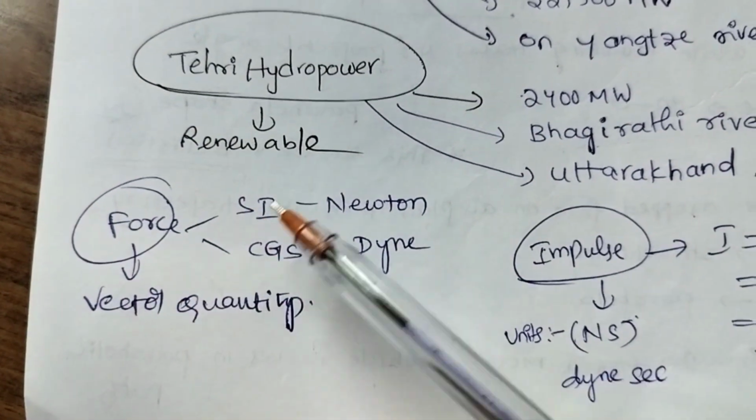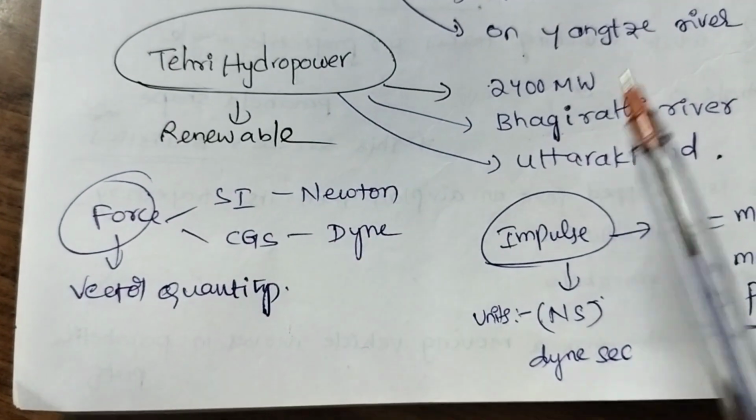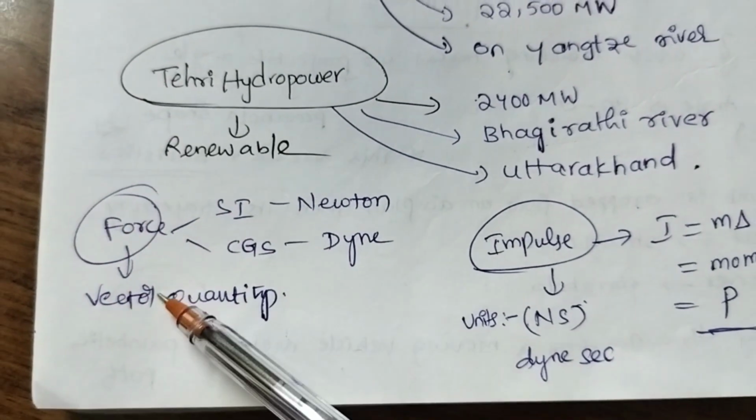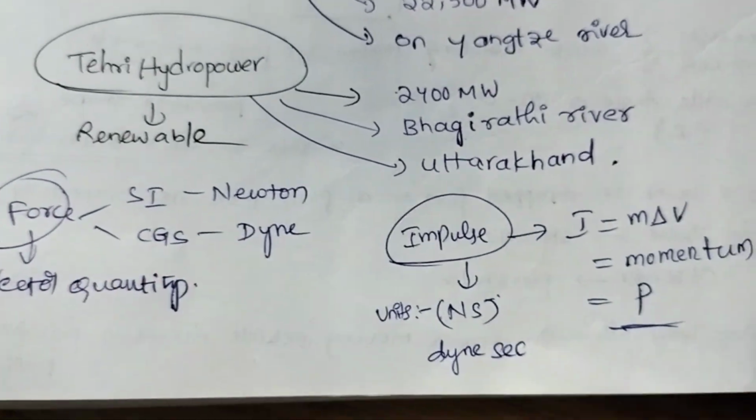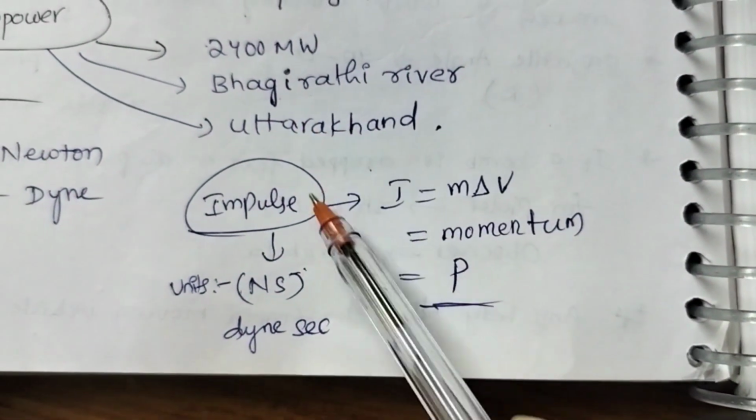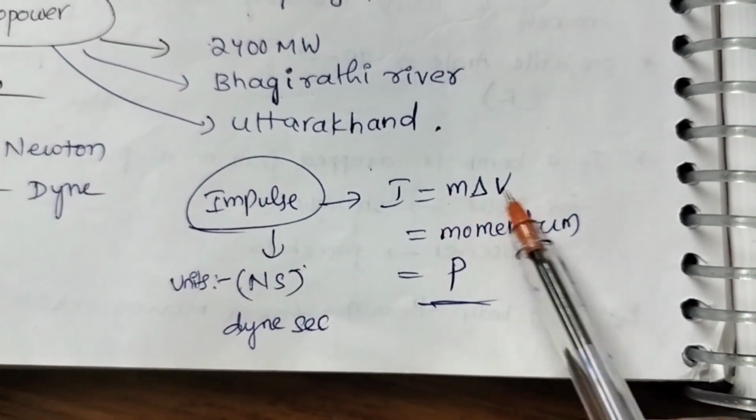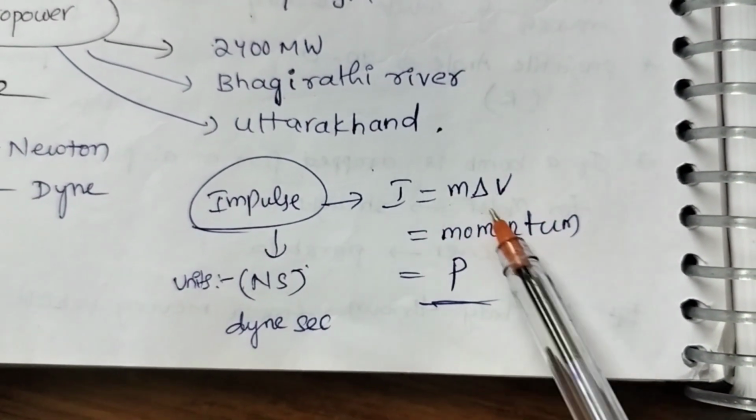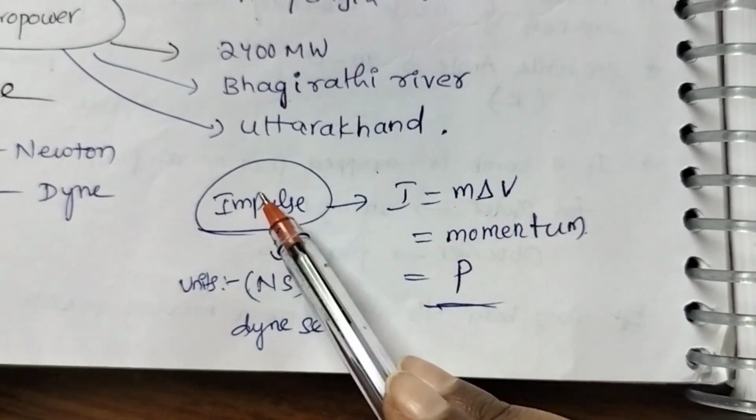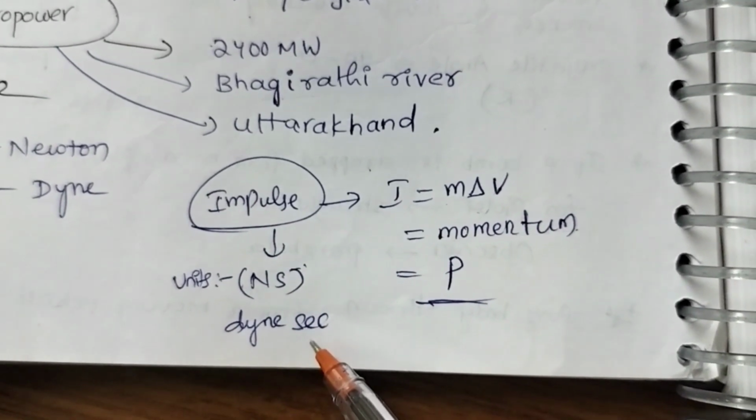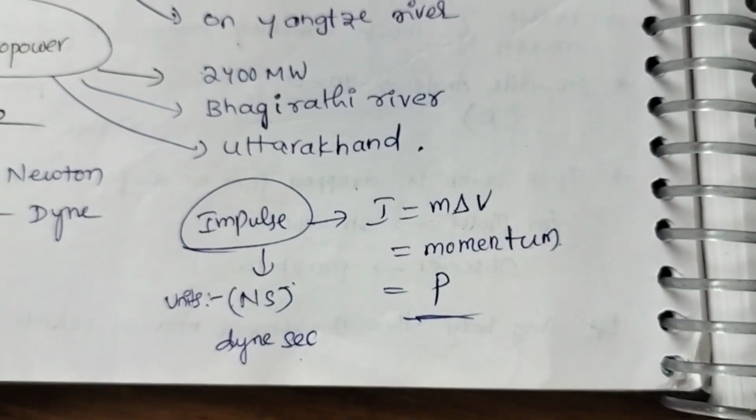Force. What are the units of force? SI unit is Newton, CGS unit is Dyne. Force is a vector quantity. Impulse. What is impulse? I is equal to m delta v. M delta v means it is momentum. What are the units? Newton second or Dyne second.